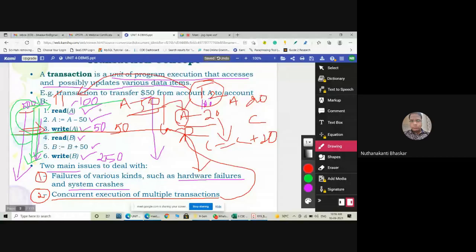See, a common object is there, A. So instead of A, you can take D here. Now I want to transfer $20 from D to C. Now T2 is executing individually and T1 is executing individually, so T1 and T2 are isolated transactions.